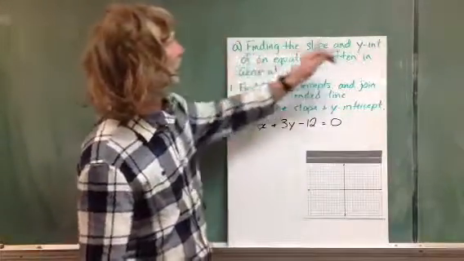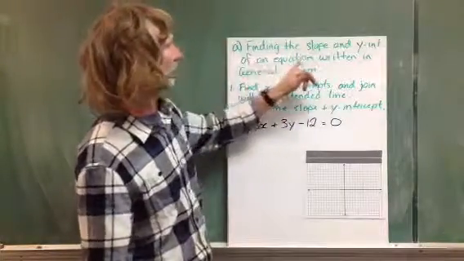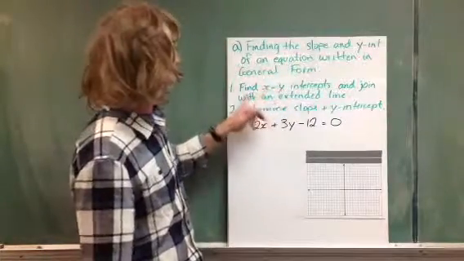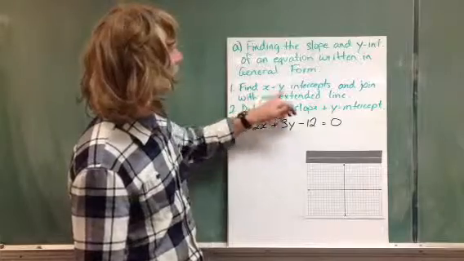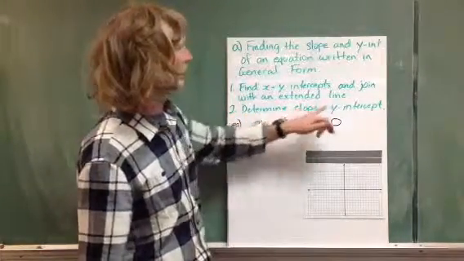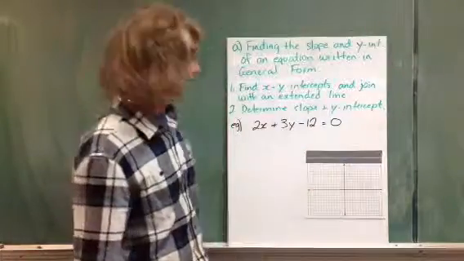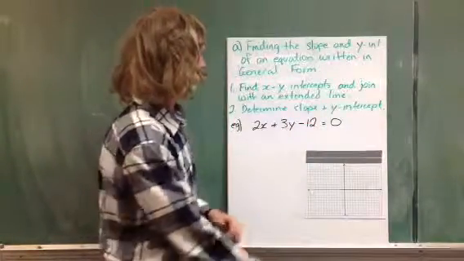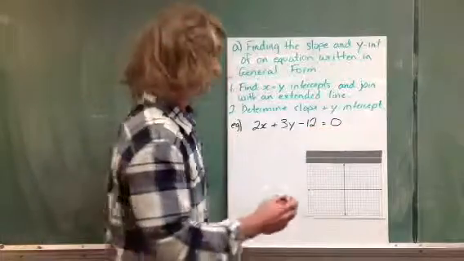Okay, first, let's find the slope and y-intercept of an equation written in general form. First, we're going to find the x and y intercepts and join them with an extended line. Then we're going to determine the slope and the y-intercept using that graph. Okay, so here we have an example. 2x plus 3y minus 12 equals 0.